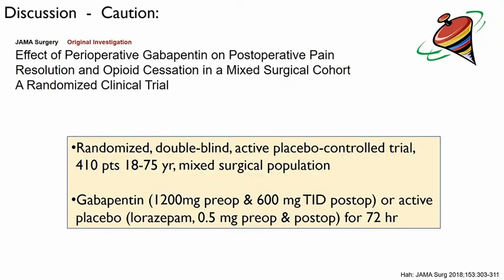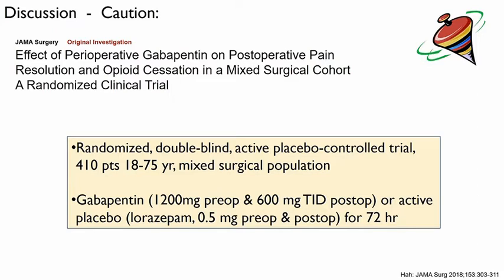So a couple examples of spin, and I'm not being critical of any one particular journal, but I will tell you that this also happens in quote unquote high profile journals. One example: effective perioperative gabapentin on post-op pain resolution and opioid cessation in a mixed surgical cohort, a randomized clinical trial. By the way, this is a good title. Tells the reader what happened, what they did. And so, a randomized double-blind active placebo-controlled trial on 400 patients, and they tested gabapentin compared to an active placebo.